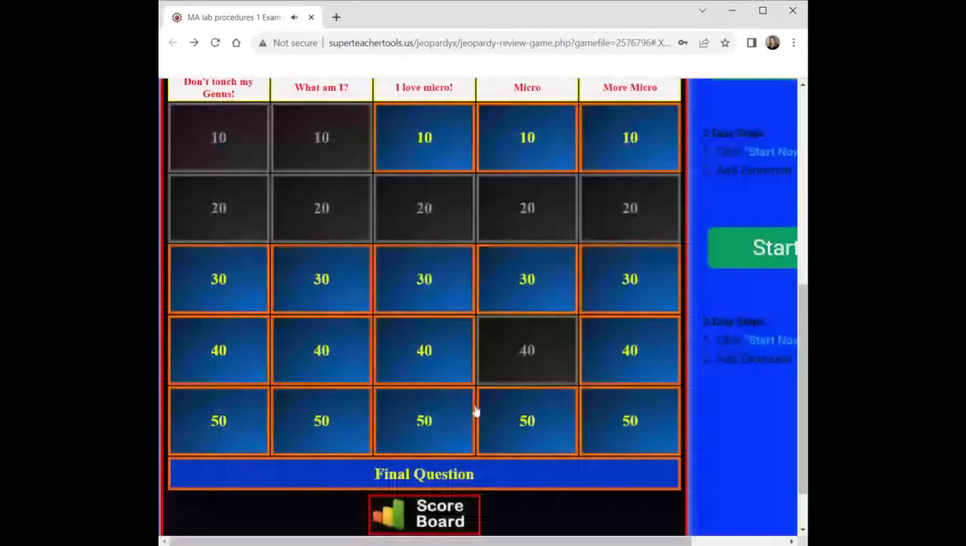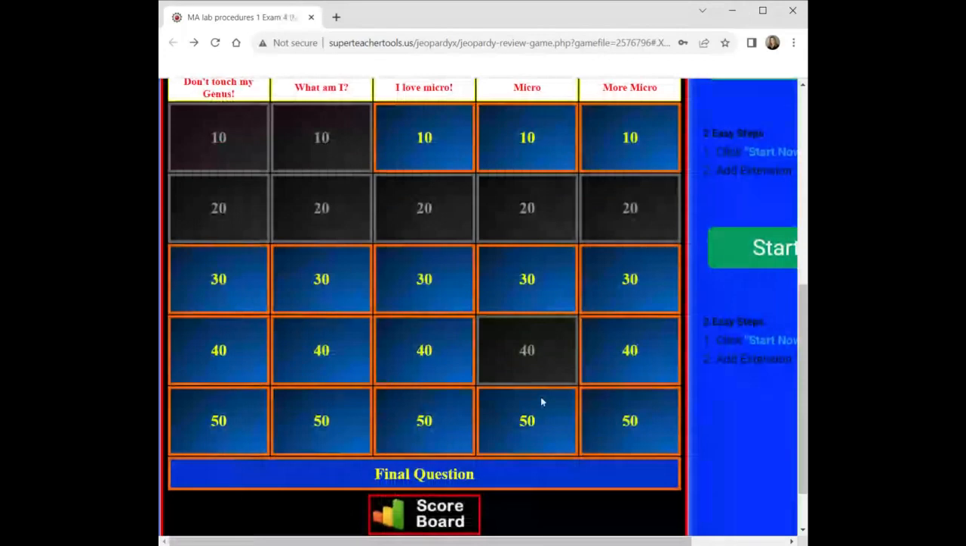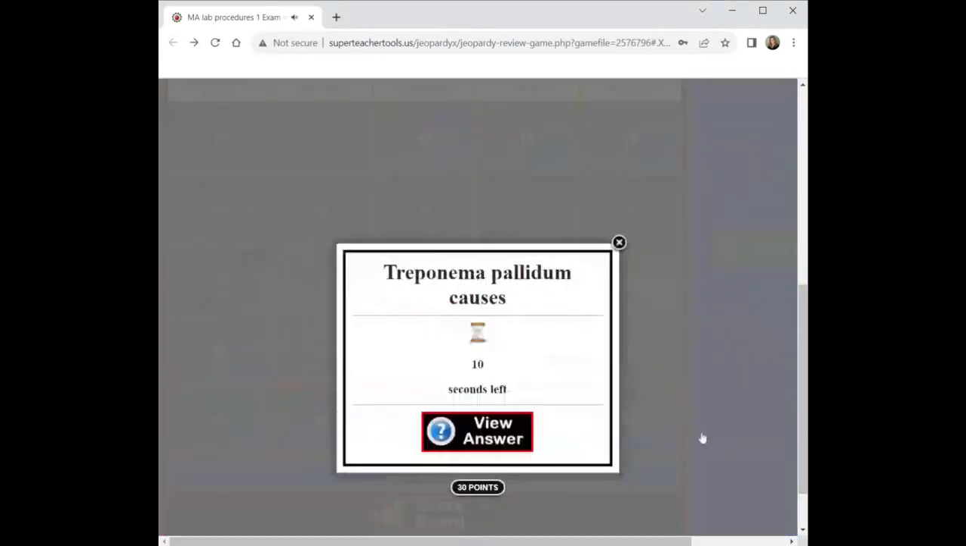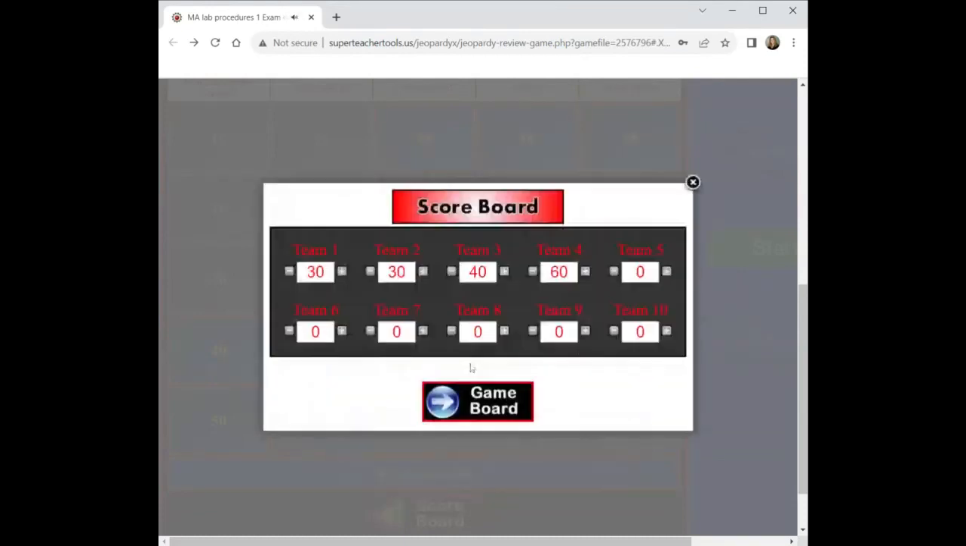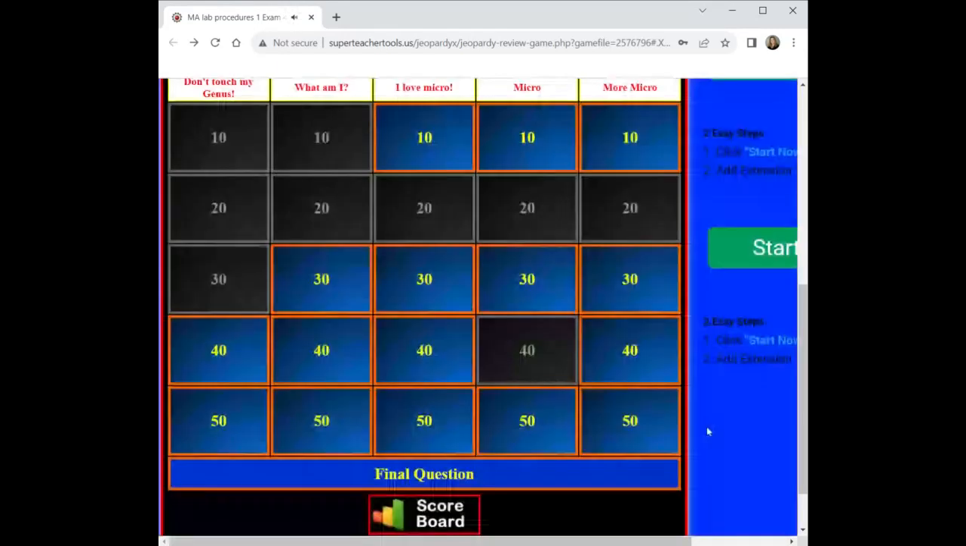Okay, team 1, Cassidy and Cecilia. Don't touch this. 30. Okay, what does Treponema pallidum cause? Syphilis. Correct. Primary, secondary, tertiary makes you dumb. Shh.